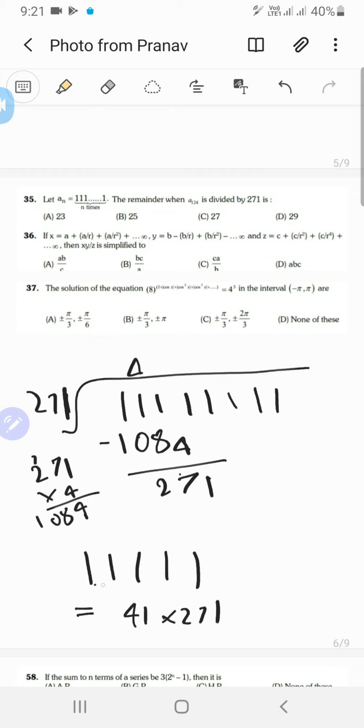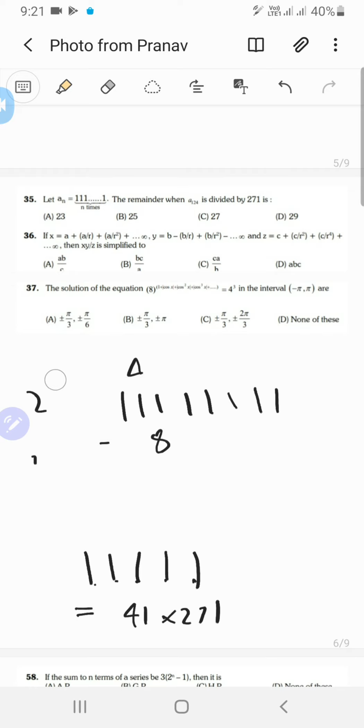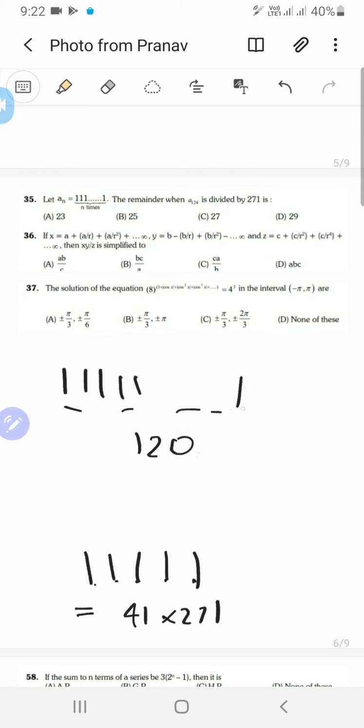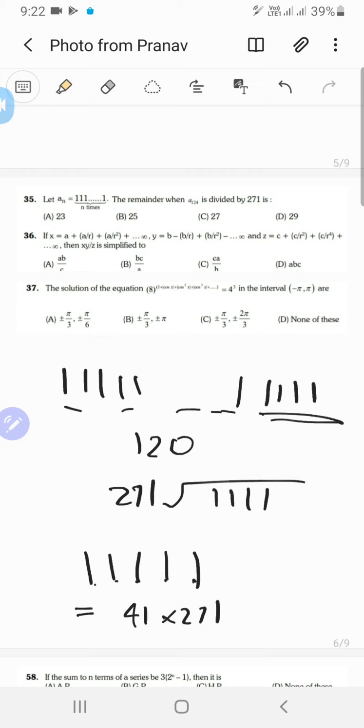So how many of them? 1 2 3 4 5, and then we want to divide 124 of these. Okay, that's nice. The first 120 of them you will be able to divide pretty easily. The last 4, 1 2 3 4, these will be the ones which will give you a remainder. So we want to divide 1111 by 271. Let's see what we get.